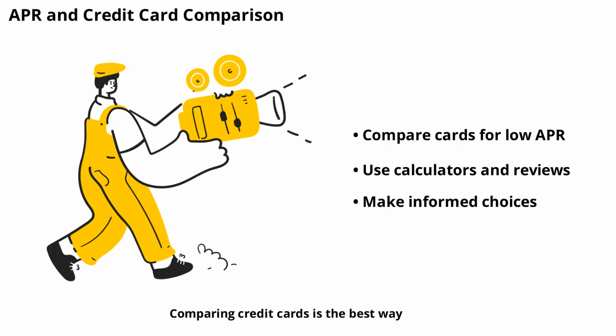Comparing credit cards is the best way to find a low APR and save money. Use comparison websites, calculators, and reviews to evaluate your options. Look for cards with low APRs, reasonable fees, and good rewards. Making an informed choice helps you avoid costly mistakes and manage your debt effectively.